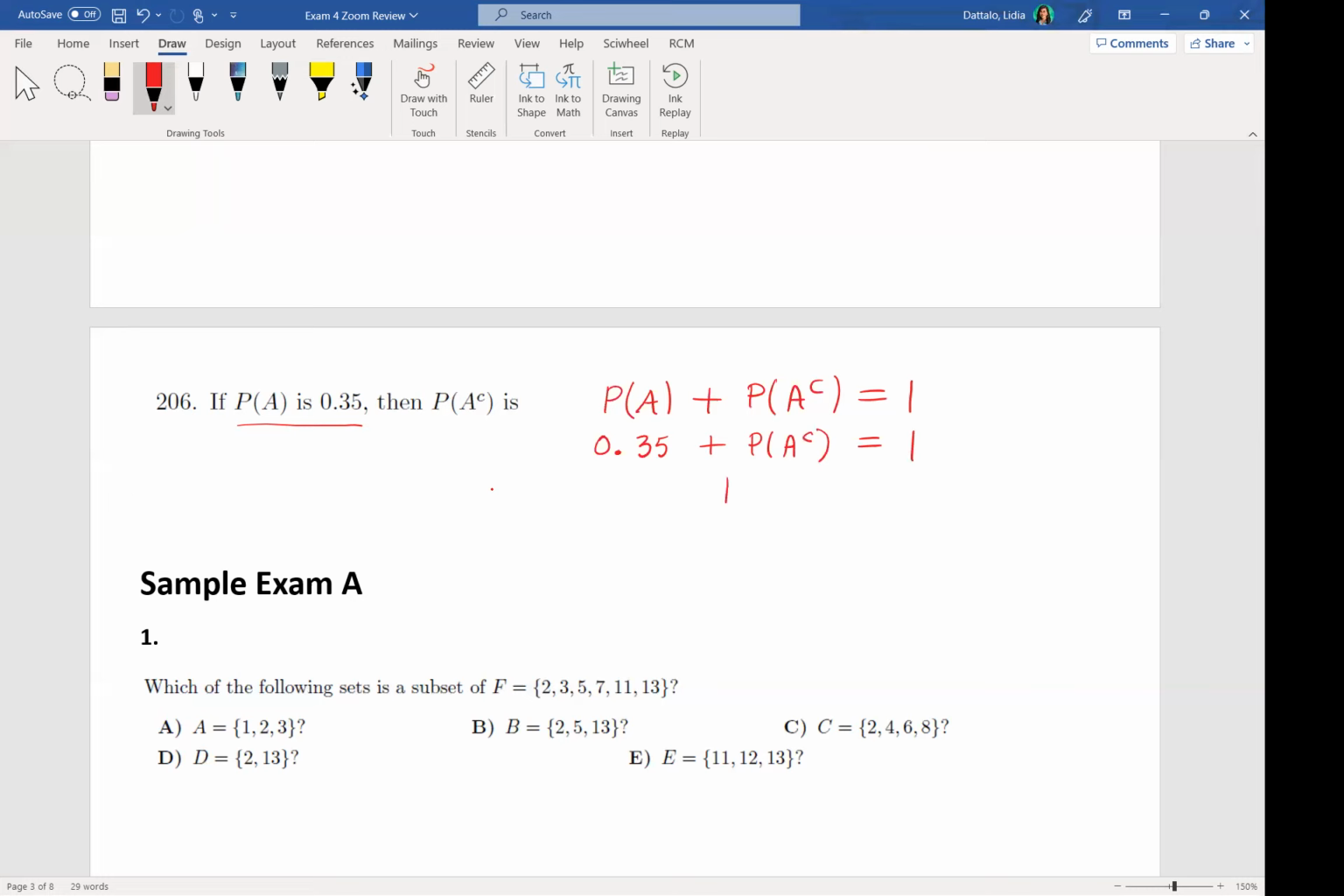So then the probability of the complement of A is 1 minus 0.35, which is 0.65.